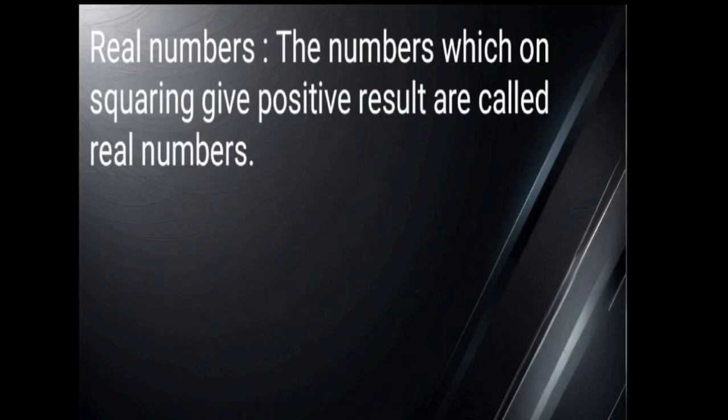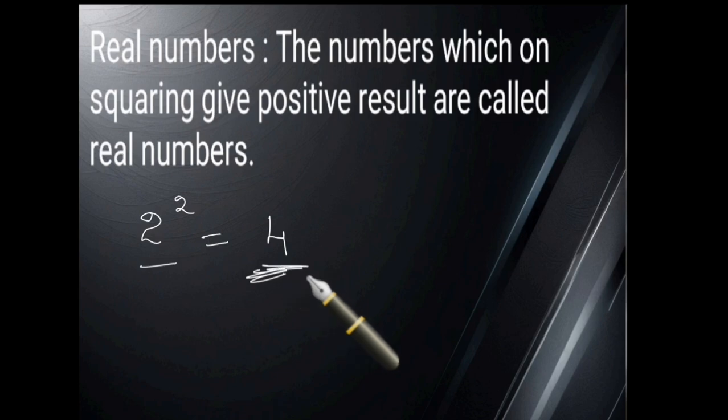Positive result, that we call a real number. For example, I am taking 2, I am squaring this number, we get the result 4. That is the positive result. When we square a number and get a positive result, that we call a real number.